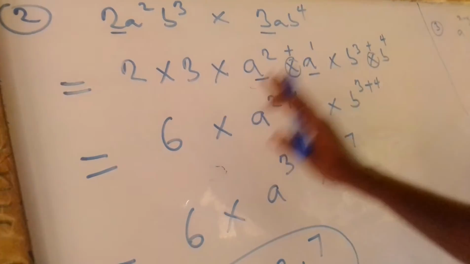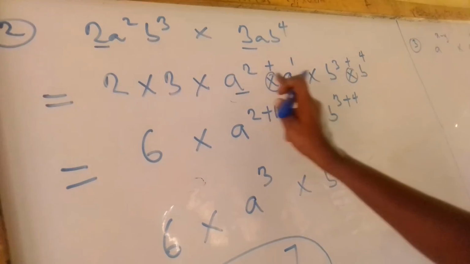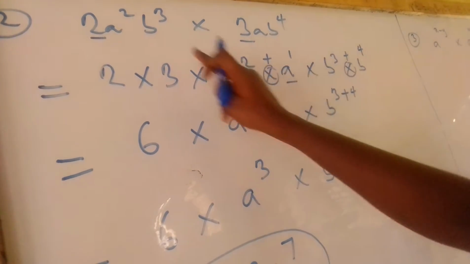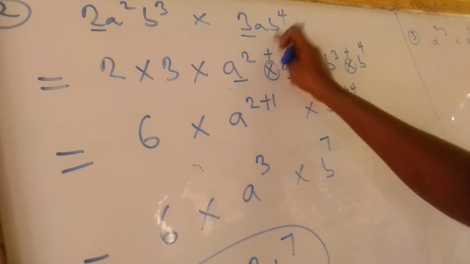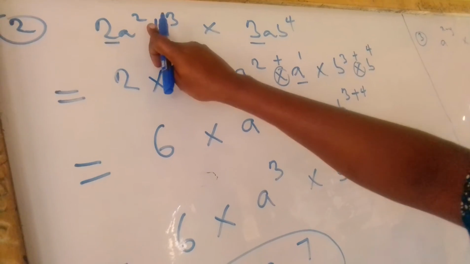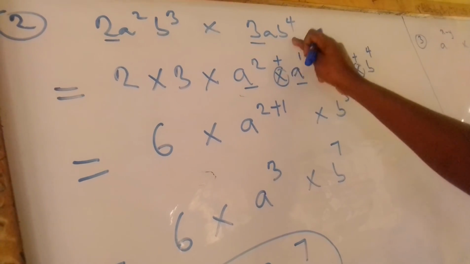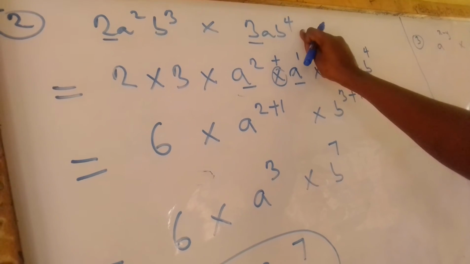So let us settle the A part. A raised to power 2 times A raised to power 1 times B raised to power 3 times B raised to power 4. This one means that A appears 2 times. This one means that B appears 3 times. This one means that A appears 1 time. This means that B appears 4 times.